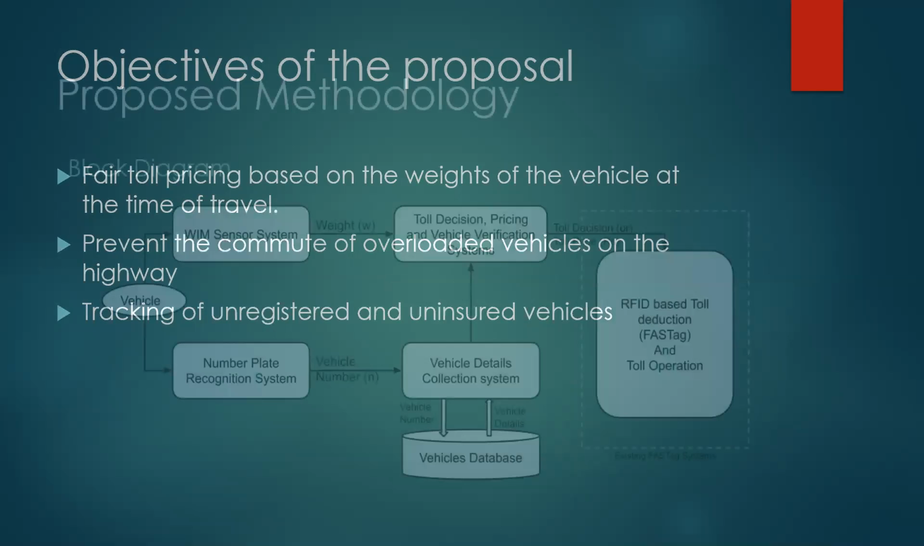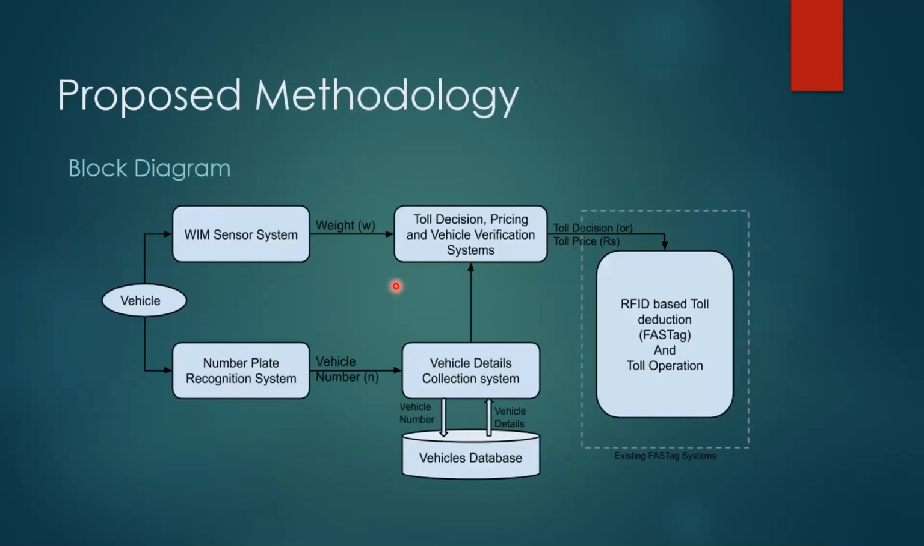So now this is the proposed methodology, or the block diagram of the system that we are proposing. The FASTag system that I discussed is in this block. This is a separate block, and the model that we are proposing is on the left hand side. The point here is that whatever model we propose is integrated with the existing FASTag systems. So I'll try to briefly explain what is happening here.